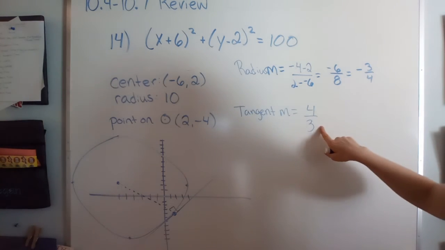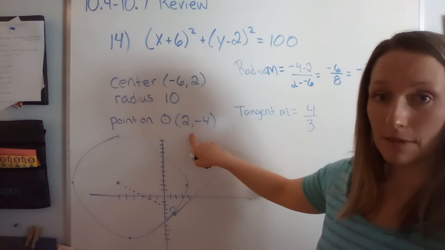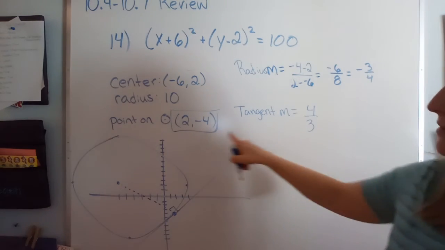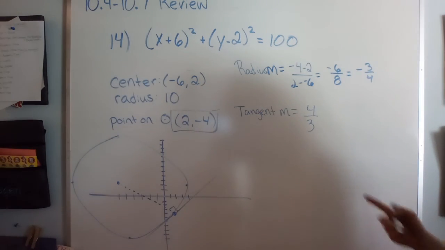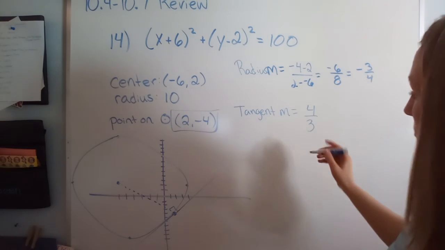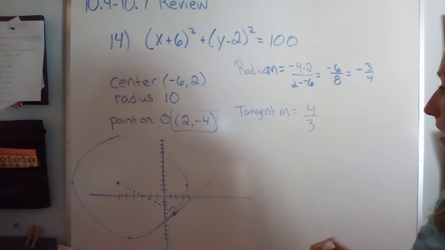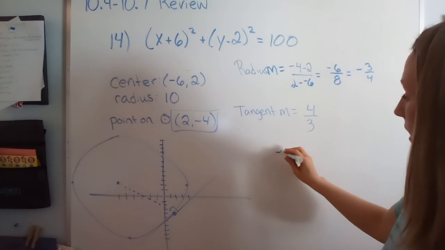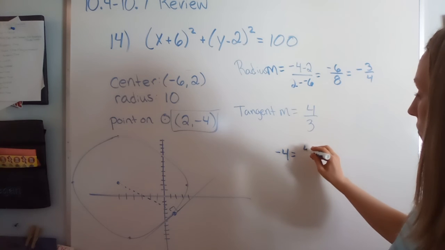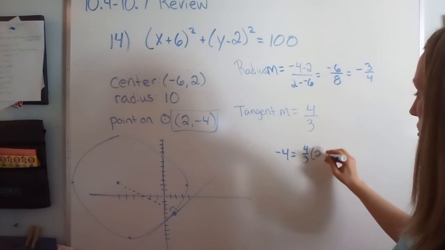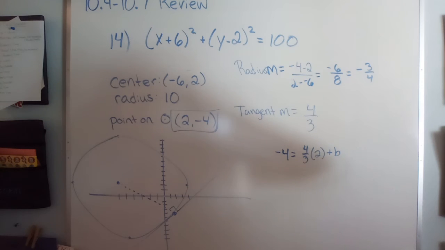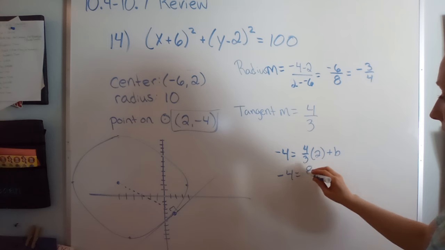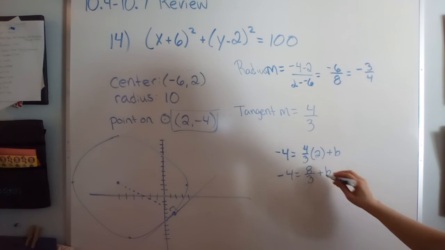So now I know the slope of my tangent, and I know one of the points on my tangent. This is a point that the tangent goes through. So with that slope and that point, I should be able to come up with the equation for the tangent line. I'm going to use x, y, and m and plug into y equals mx plus b because that's what most of you are most familiar with. So I'm going to have negative 4 equals 4/3 times 2 plus b. Okay, so I have negative 4 equals 8/3 plus b.